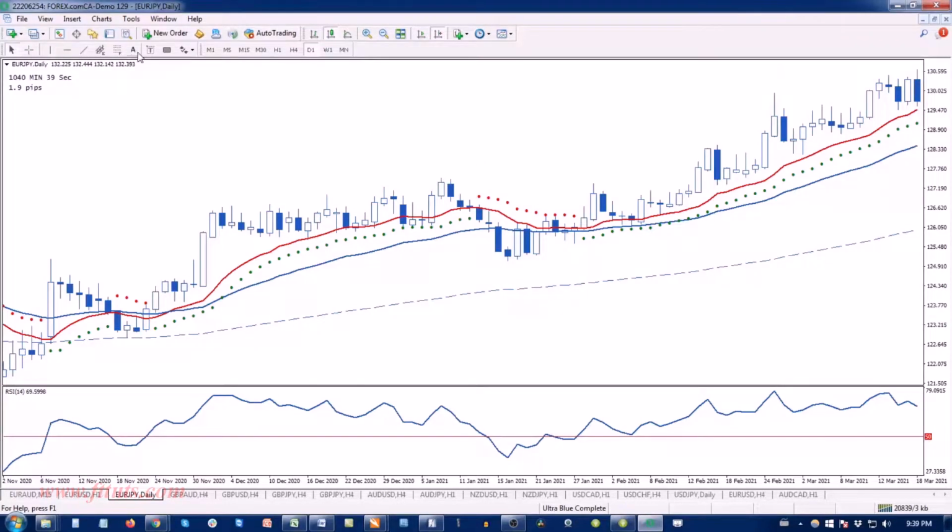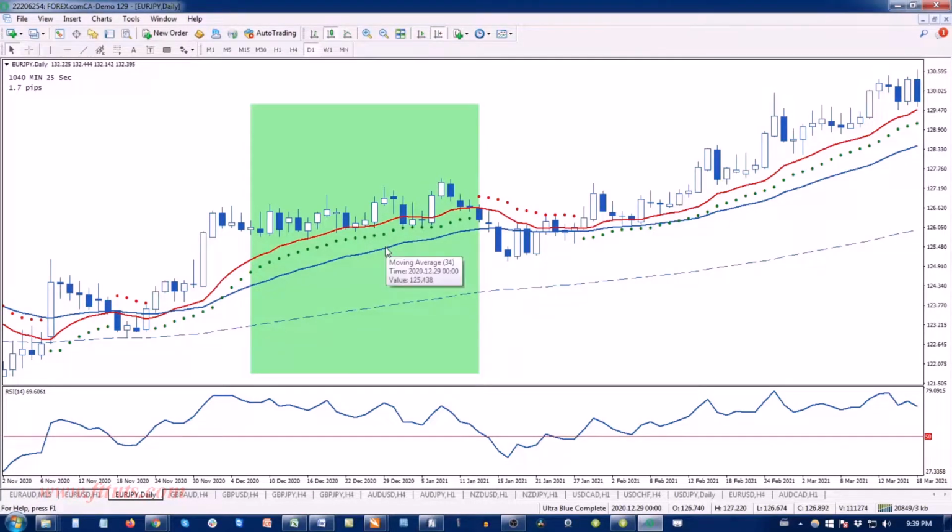So we start out in this section here. What we've got in this area is all the criteria for the uptrend. We want to identify an uptrend. So we've got the 13 above the 34. The 34 is above the 136. The dots are underneath the price.